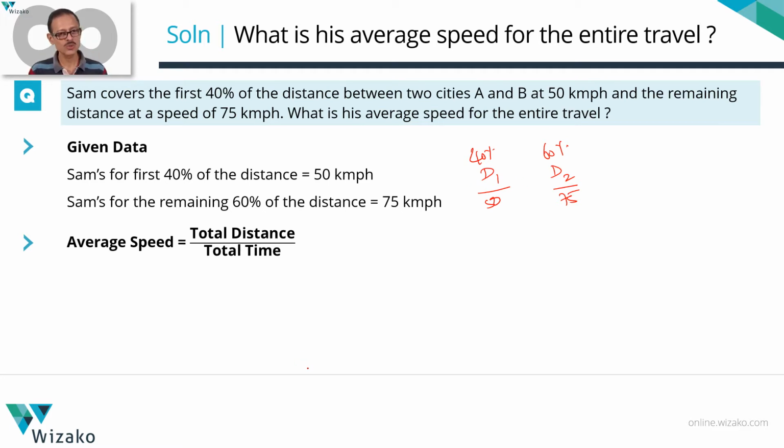So what is the distance for the 40% and what is the distance for the 60%? We can take the overall distance to be x. Therefore, this is going to be 40% of x, and this will be 60% of x. This is one way to solve the question, but it is a lot more cumbersome. This is a very textbook approach.